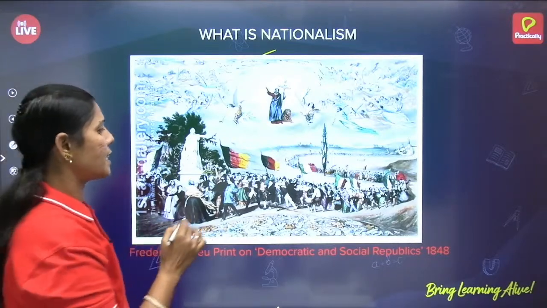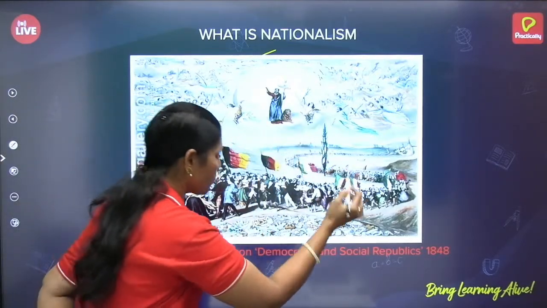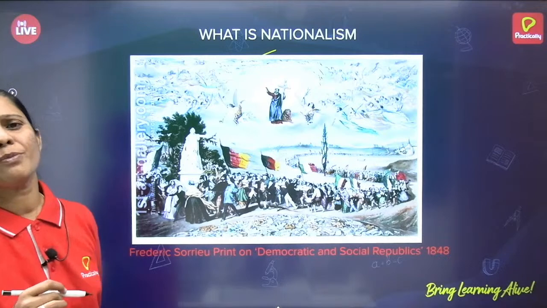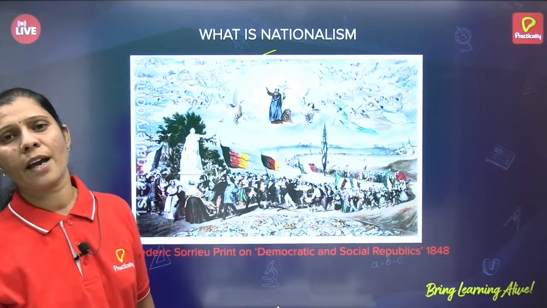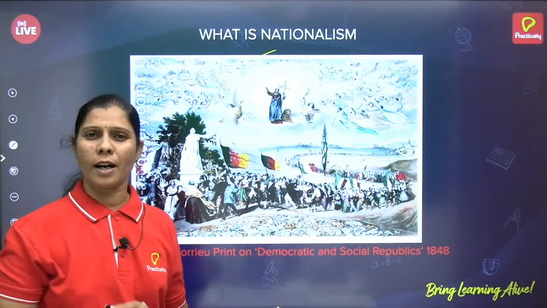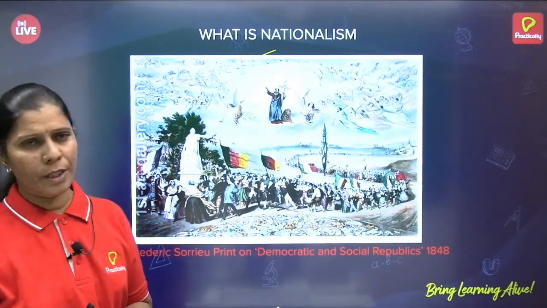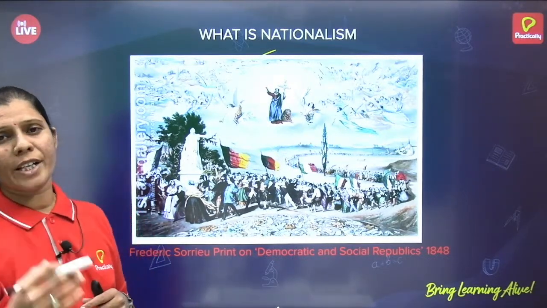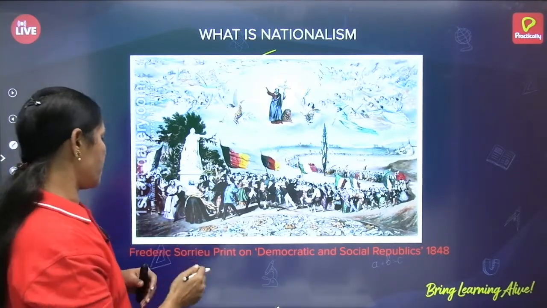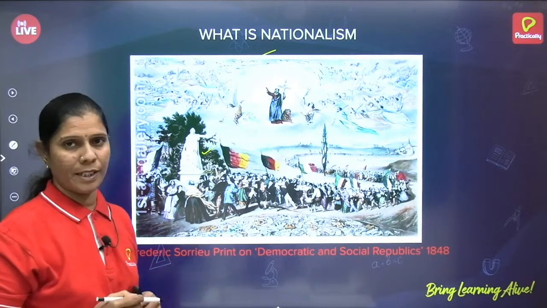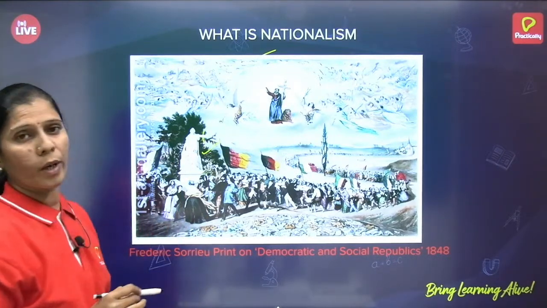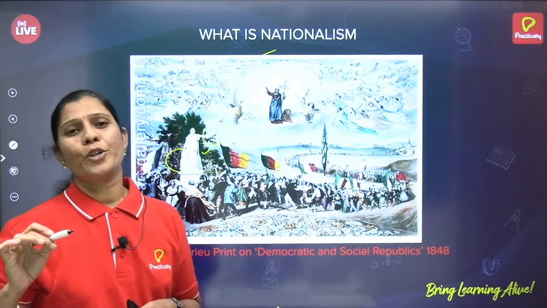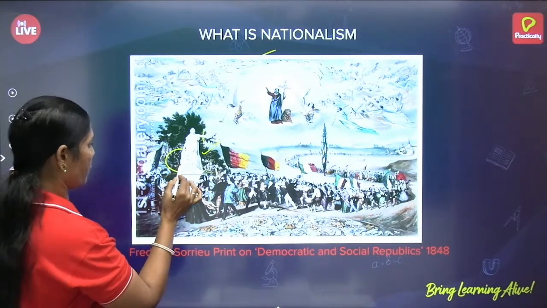It is a procession where the people are holding their flags and marching towards the Statue of Liberty. The Statue of Liberty symbolizes freedom, the countries coming towards liberty. The main intention of this image was that the countries were moving forward towards liberty. The statue holds a torch in one hand, and in her other hand you can see a charter, a human rights charter.